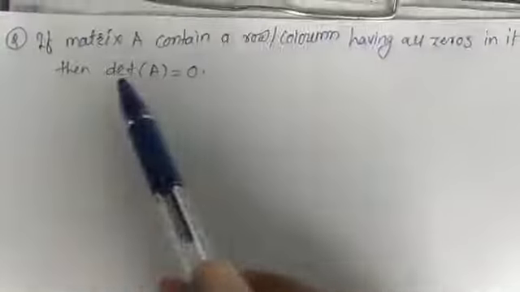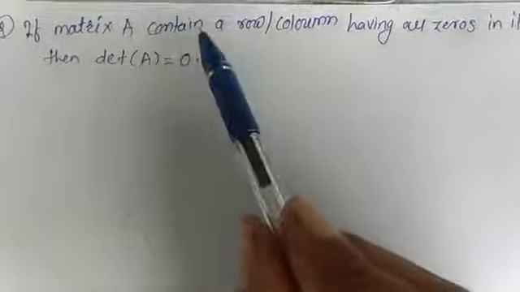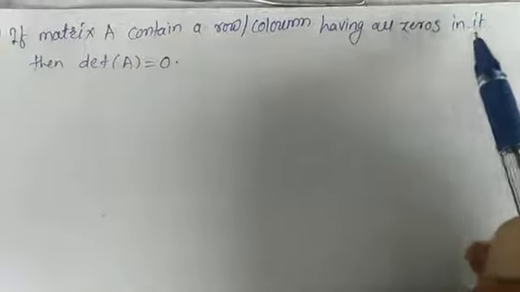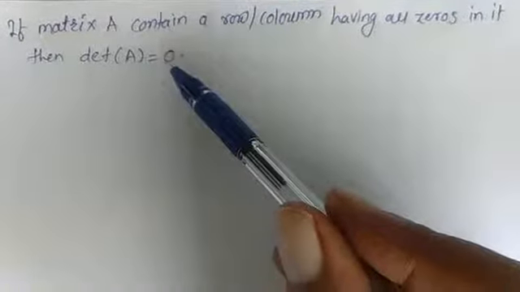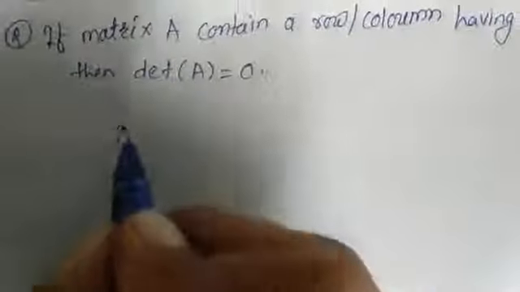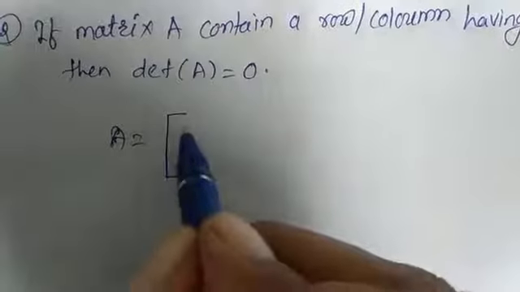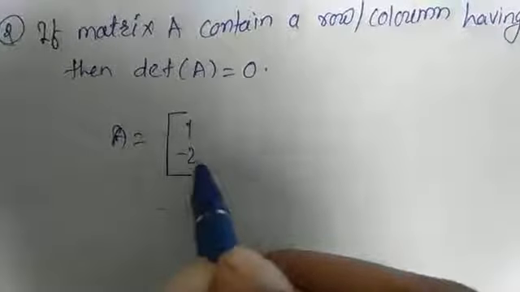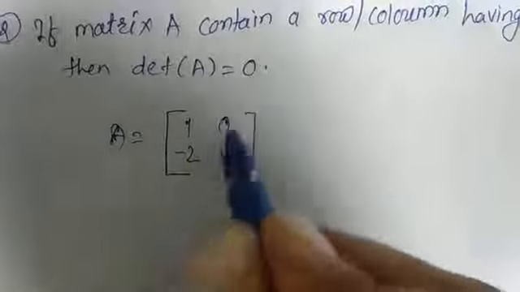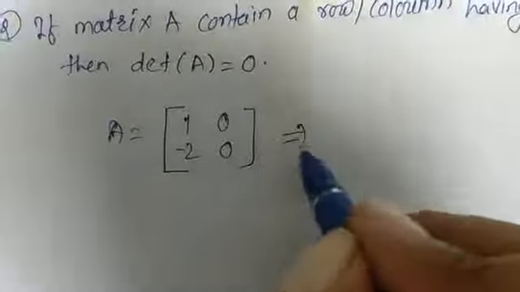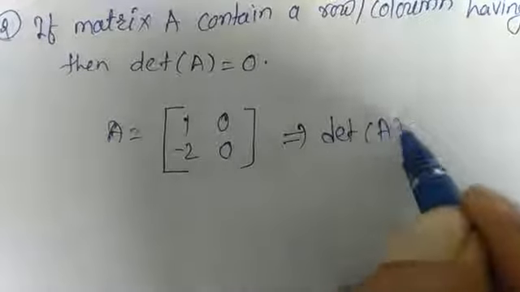The second remark is, if a matrix A contains a row or column having all zeros in it, then determinant of A is equal to 0. That is, if a matrix A has one column, for example 1, -2, and its second column is totally 0, all entries in that column are 0, so the determinant of this type of matrix is always equal to 0.